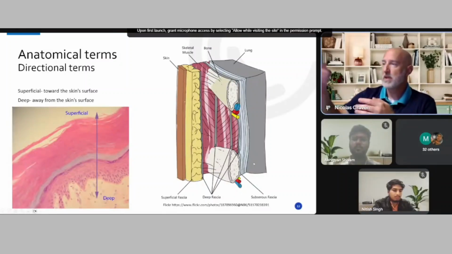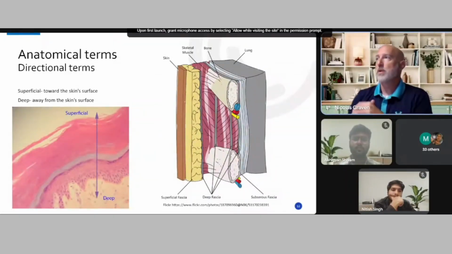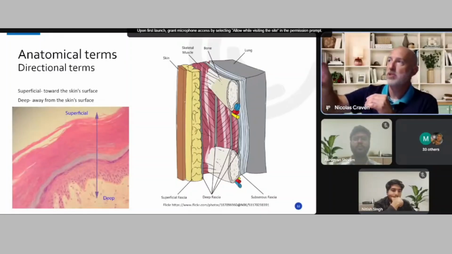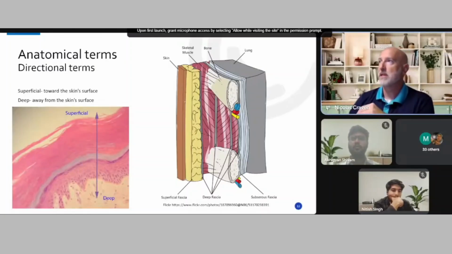If you can see from the image on the right here, it's just a cross section cutout of a chest area with some ribs. And so you have a bone. That bone would be deep to the muscle tissue, which would be deep to the skin. And then the skin would be superficial to all that. Does that make sense? So you've got the skin, which would be the most superficial part. And as you work your way in, that is going to be deep.